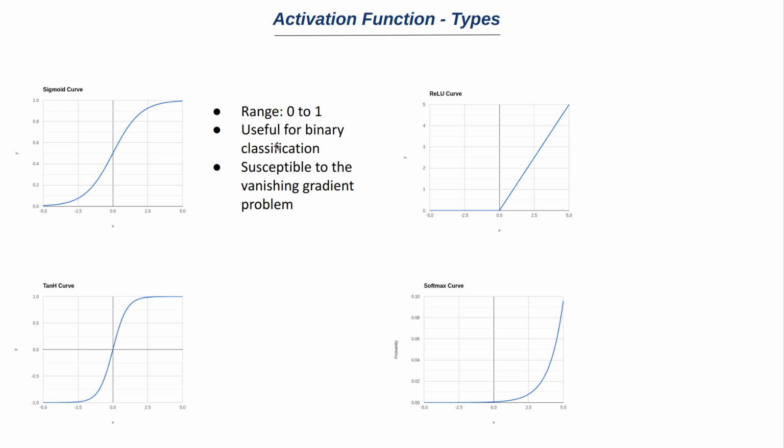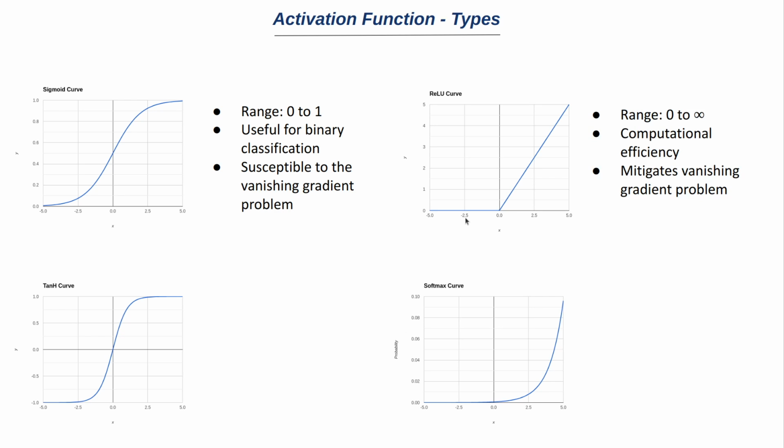So this is about the sigmoid activation function. And the next activation function is ReLU, which stands for rectified linear units. This is one of the widely used activation functions in neural networks, and it is mainly used in the hidden layers of the neural network.